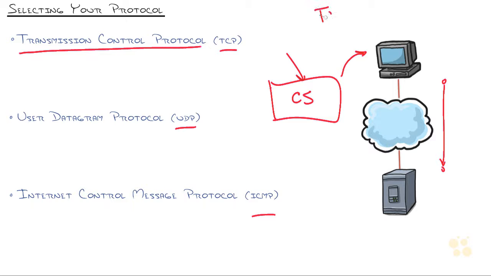And there's a reason it's called TCP/IP. That's how common it is. It's almost always paired together. TCP is a reliable method of communicating between two endpoints.